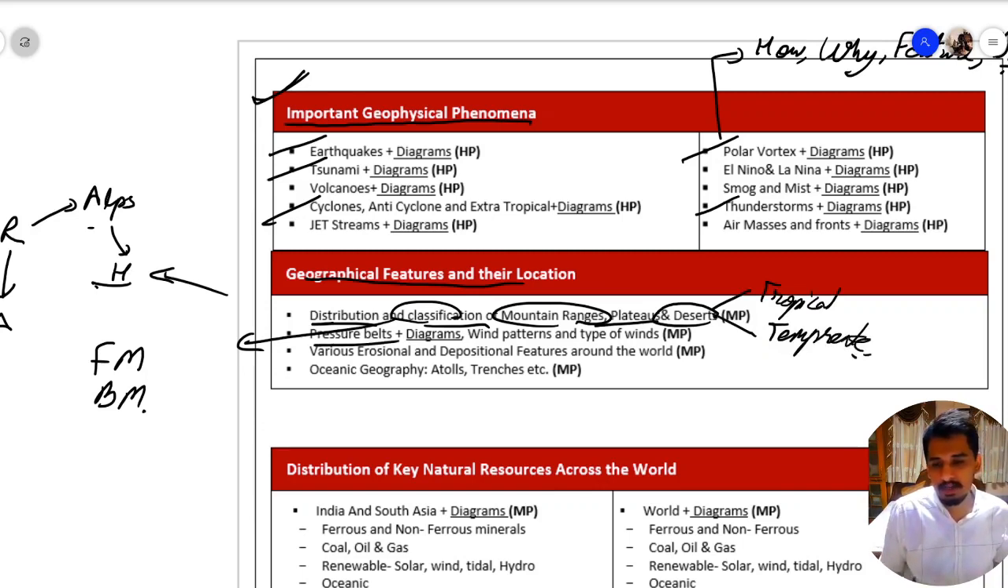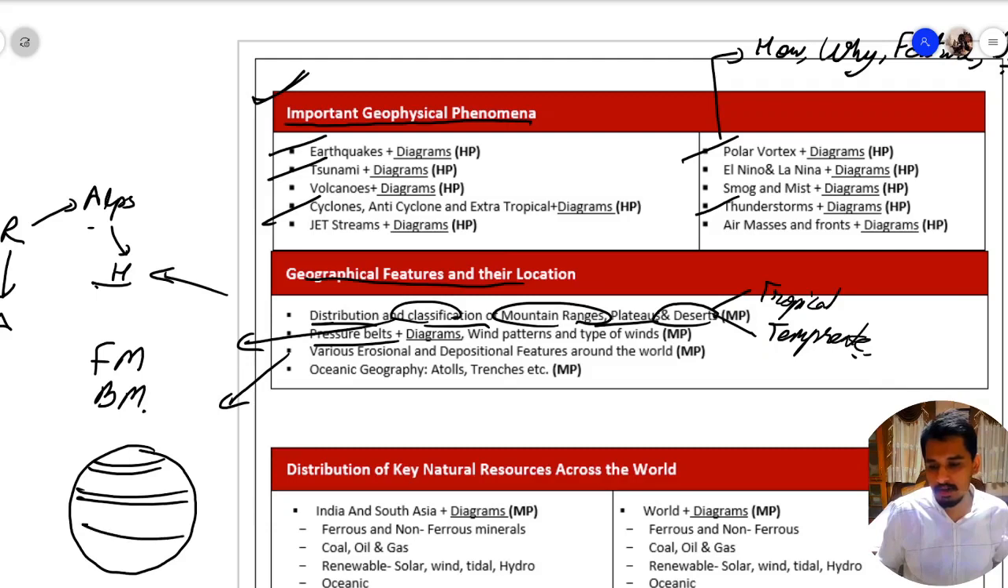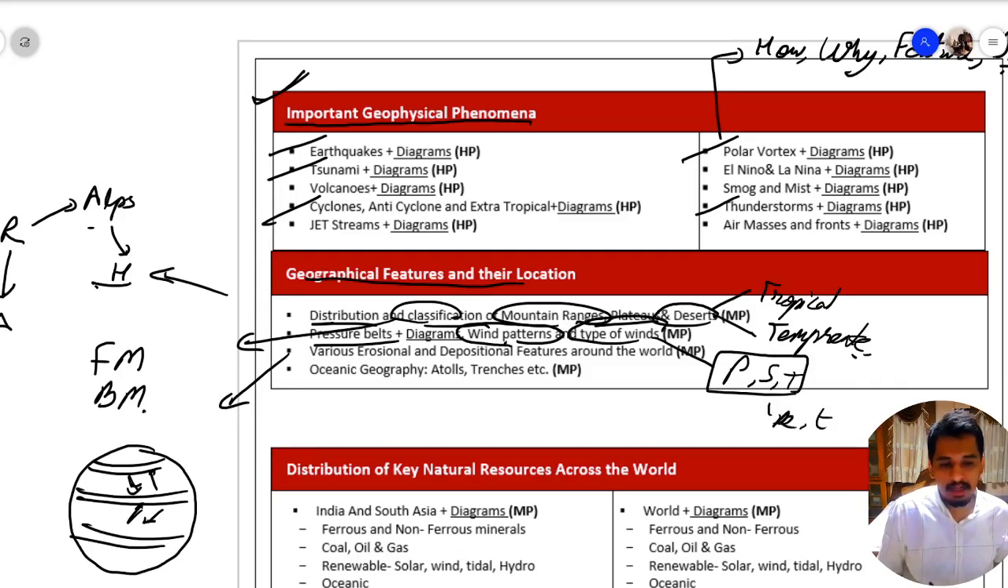Then in pressure belts, you should know about the diagram of pressure belts. Like see, if this is the globe, we have various pressure belts across our globe. And due to these pressure belts, we have movement of wind. Okay, these pressure belts give birth to winds. So we should know about this. Then what are the wind patterns and what are the types of wind? In types of winds, we have primary, secondary and tertiary. So you should know about their definition and their examples.